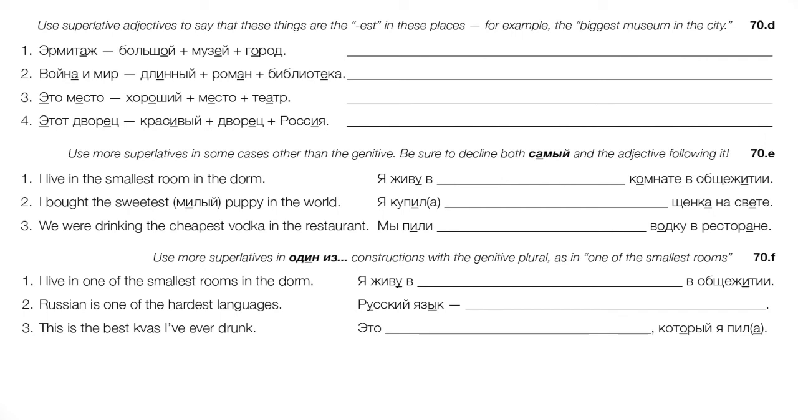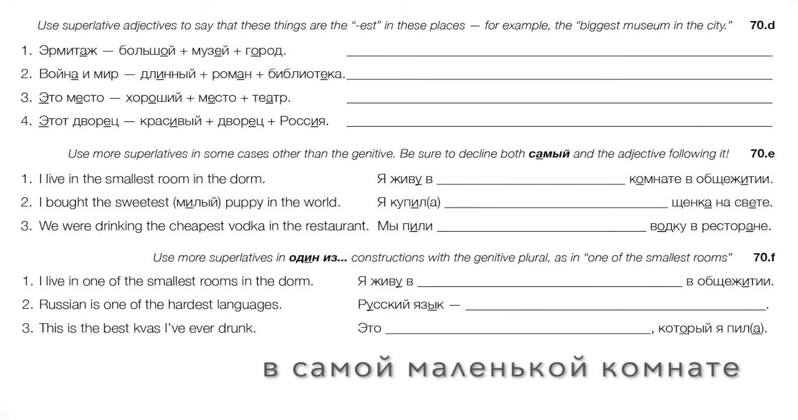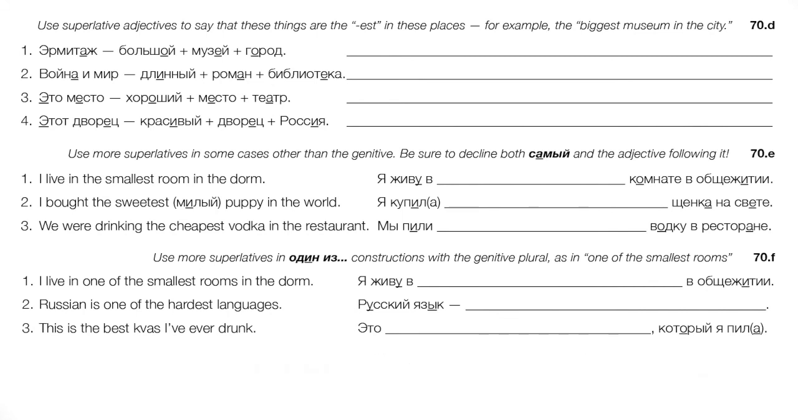Let's do here just some more examples with some different cases. I live in the smallest room in the dorm. Okay, here we need prepositional, of course. Я живу в самой маленькой комнате в общежитии, right? So в комнате, we need prepositional singular for this feminine noun. В самой маленькой комнате.